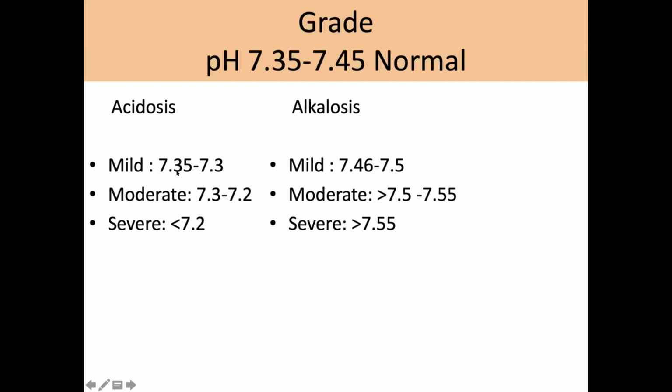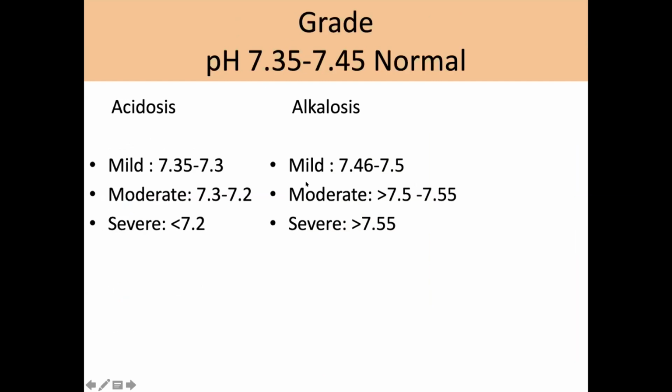So anything less than 7.35 to 7.3, till 7.3 it is mild acidosis. From 7.3 to 7.2 is moderate. Less than 7.2 is severe acidosis. So always be careful when the pH goes less than 7.2 because that is severe acidosis.